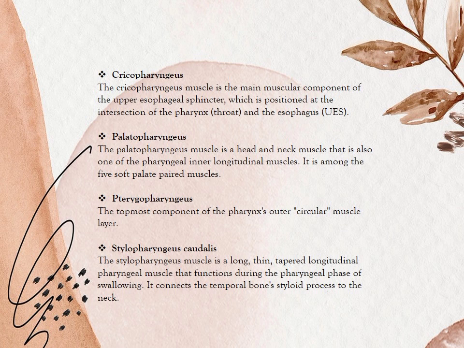And the last one is palatopharyngus. Palatopharyngus muscle is a head and neck muscle that is also one of the pharyngeal inner longitudinal muscles. It is among the 5 soft palate paired muscles.